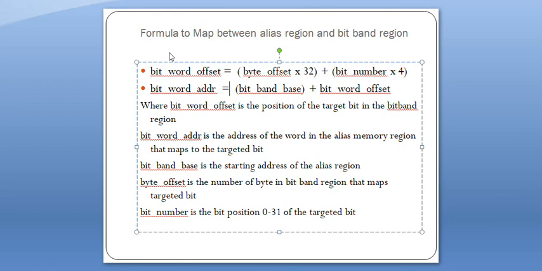So how would you calculate bit word offset? Bit word offset is obtained by the byte offset multiplied with 32 plus bit number into 4. This bit number could go from 0 to 31, 32 bits we are considering. Byte offset would go from 0 to the longest address in the 1 MB space. And this is the information addressed to it.